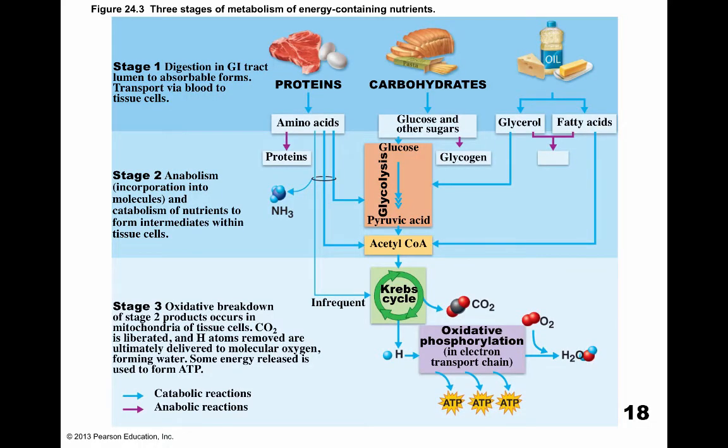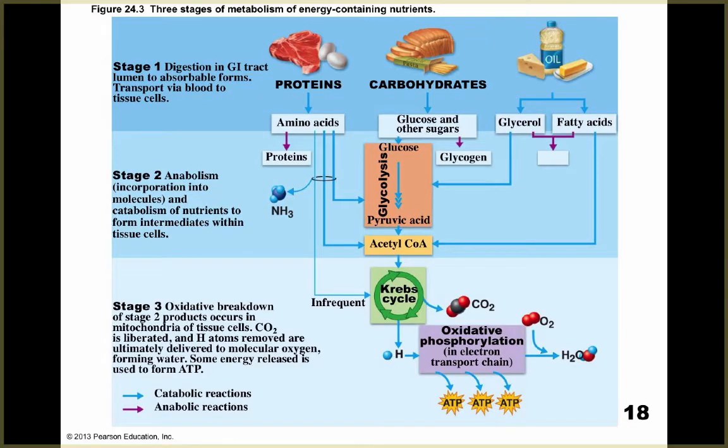Okay, so that should give you a bit of an idea of how starvation works. And so basically there are 3 stages of metabolism of energy-containing nutrients, right? So stage 1 is the actual digestion in the GI tract lumen. And at this point, they're going to absorb these different forms as proteins, carbohydrates, and fats, and transport them via blood to tissue cells.